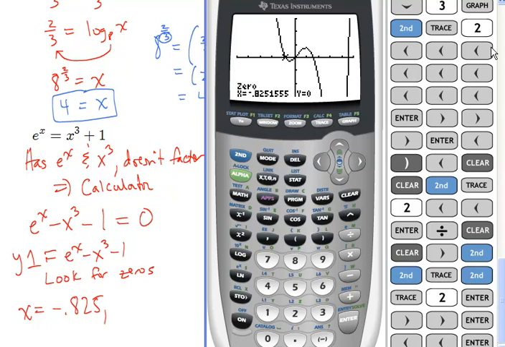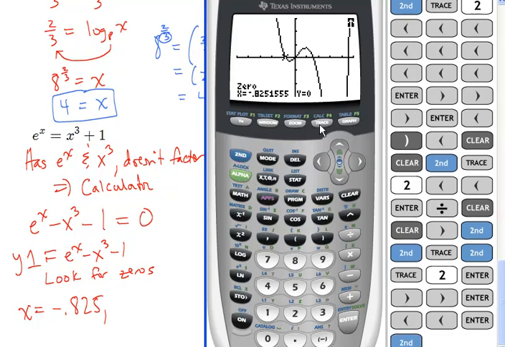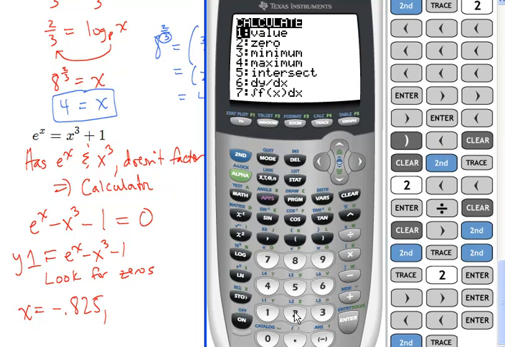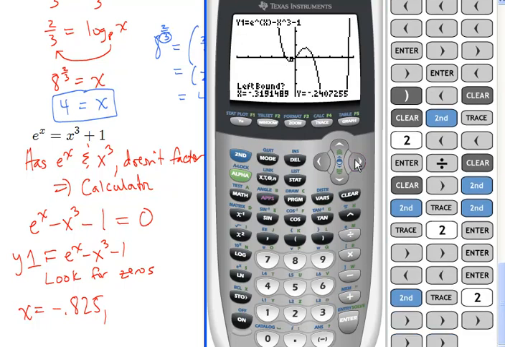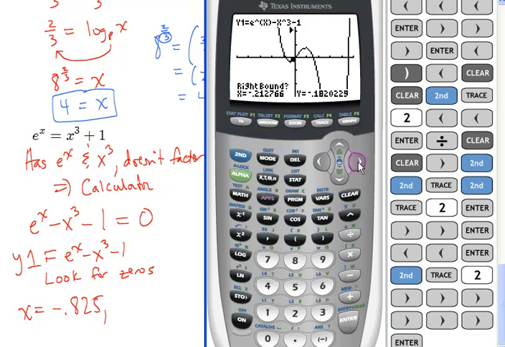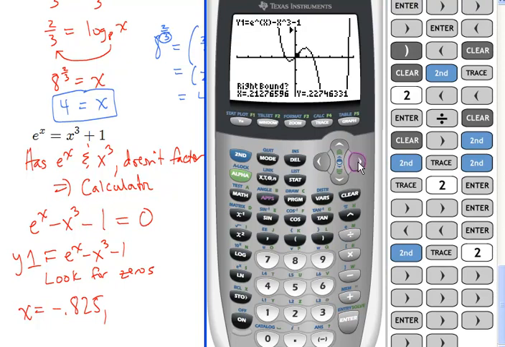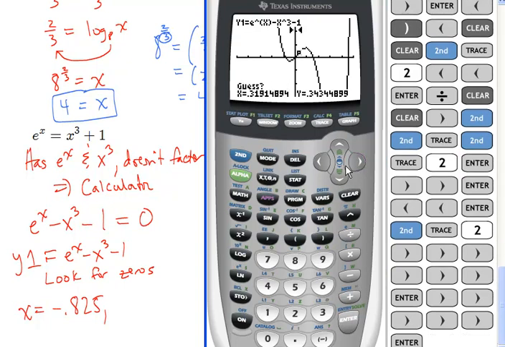So we're going to do second calc, option 2. And I'm going to go just a little bit to the left of this 0, hit enter, a little bit to the right, hit enter, and a guess.